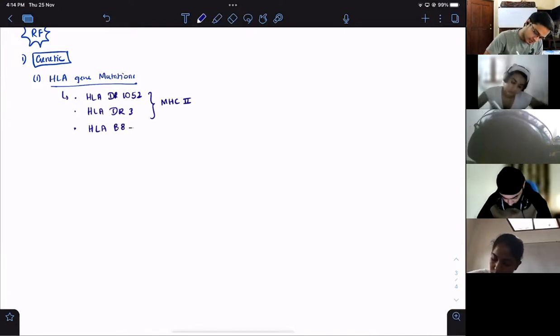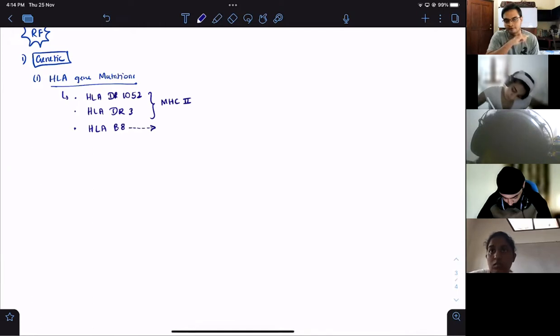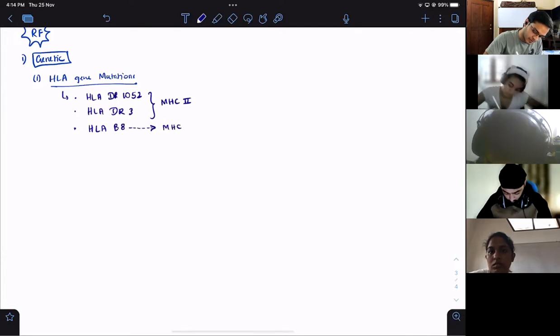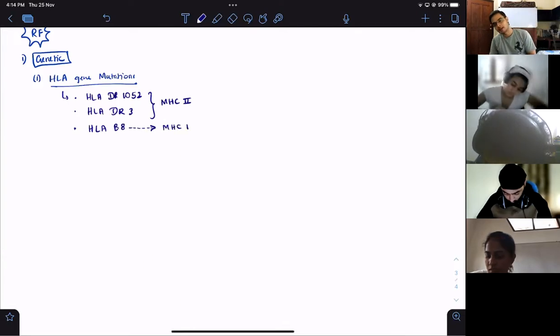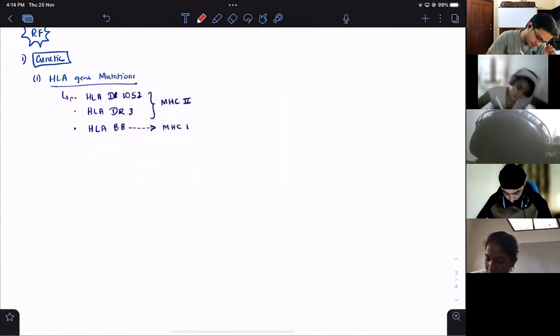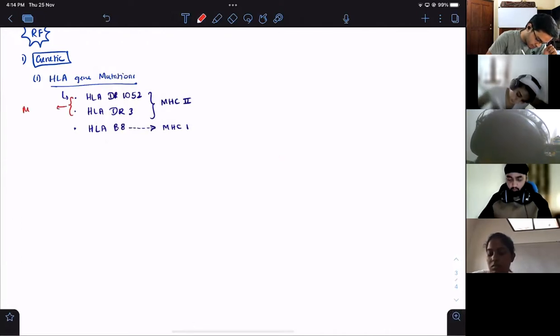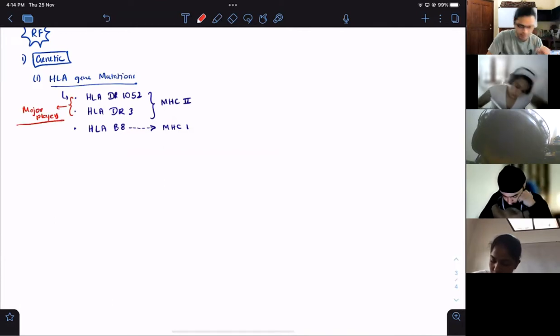MHC-B8, guys. This one was relatively recently found. This one we know codes for MHC class 1, right? Nevertheless, what I want you all to understand is that these two are the major players, guys. What do I mean by these two are the major players?